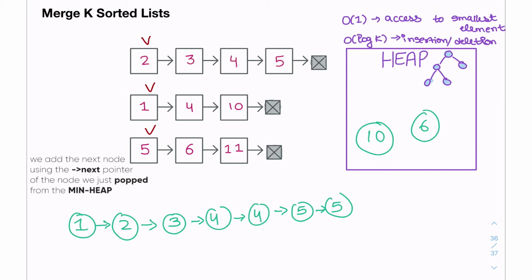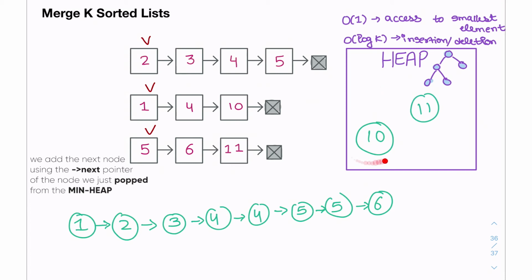But wait, we just realized that there is no other element after 5 in this list, right? So we don't add anything and we just ignore this list further on. And we just work with these two elements here. Now, we see which is the smallest value present in this heap right now. It is 6. So we remove it from the heap and add it to the new list. Now we take the next pointer of the 6. We see that it's 11 and we add it to the heap.